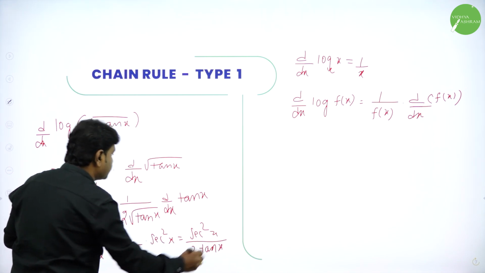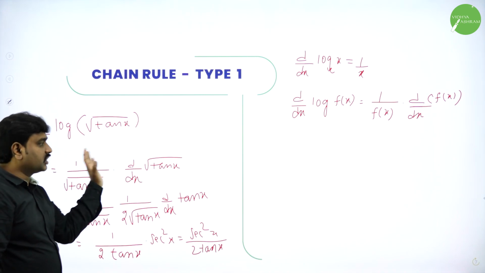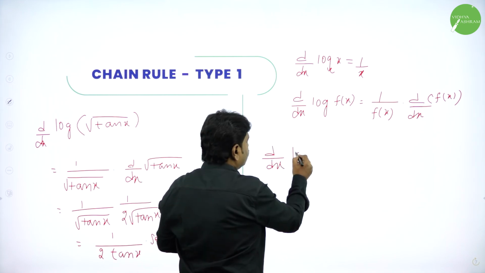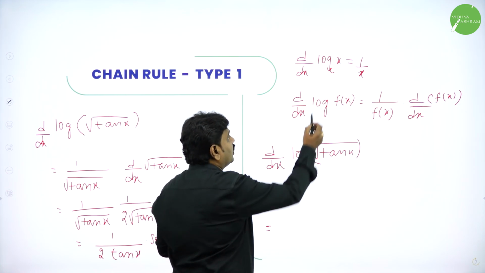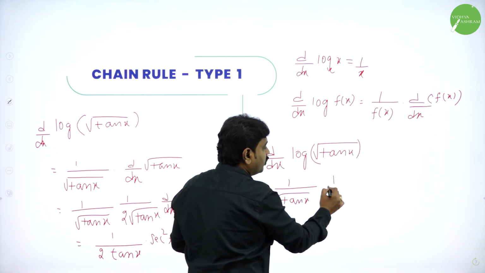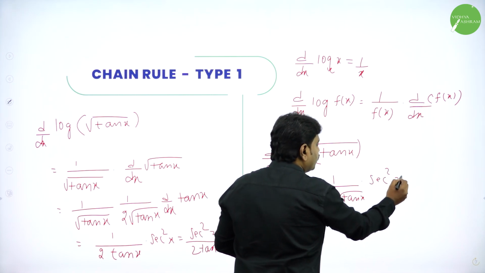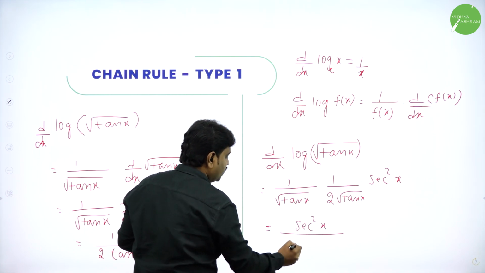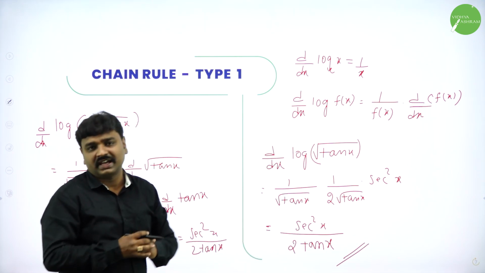Can we do it in fewer steps? Yes. I did it this way to make you understand. Inside log I have root, inside root I have tan, function of function, chain continues. In one step also I can do log of root of tan x. Externally we have log. What is the log formula? Log f of x is 1 by f of x. So it will become 1 by root tan x. And then for the root tan x, 1 by 2 root tan x into what is the derivative of tan x? Secant square x. In one step you can write. So finally the answer is secant square x divided by 2 root tan x into root tan x, which is tan x. So secant square x by 2 tan x is the final answer.